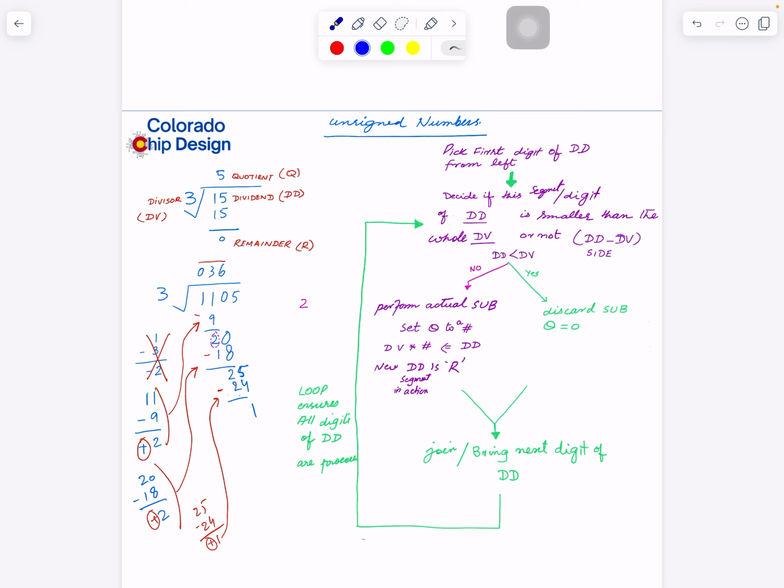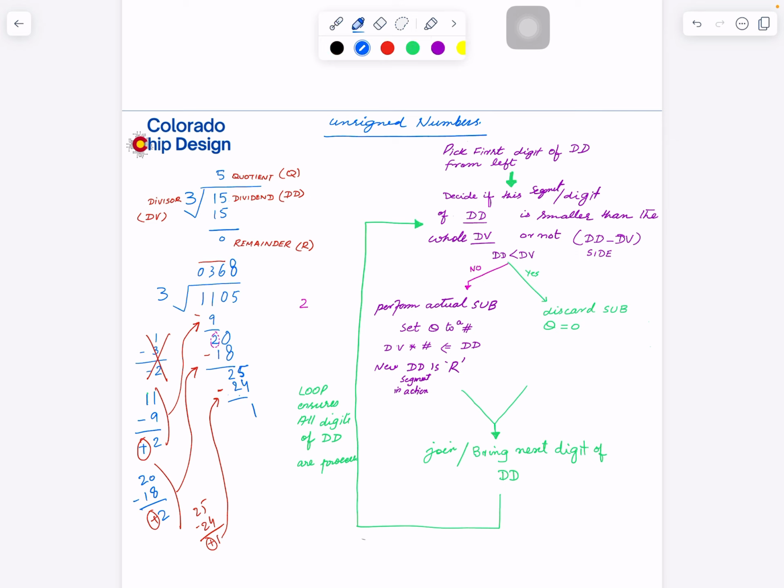And after that, this one is our remainder, 036. Did I miss something here? Yeah, the last one. All right, so this is our quotient, and yeah, this was our original dividend and divisor.